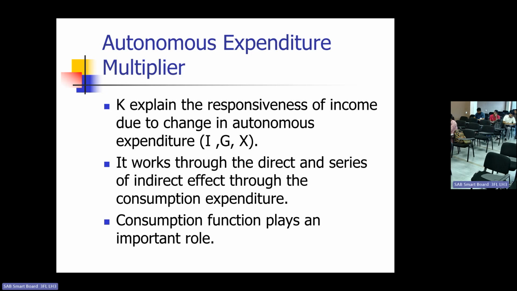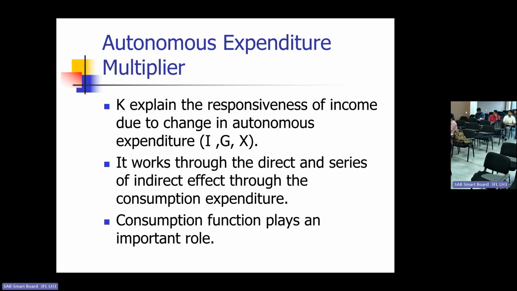And there can be a combination of T0, the autonomous part, plus T1, the proportional income tax. So different tax functions may change this. If we assume autonomous tax, it's simple. If there is a proportional tax, we need to incorporate all these things.